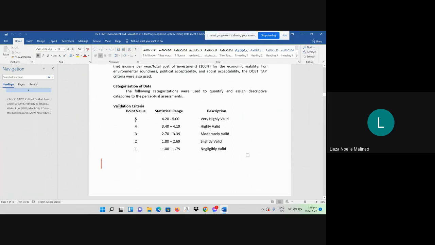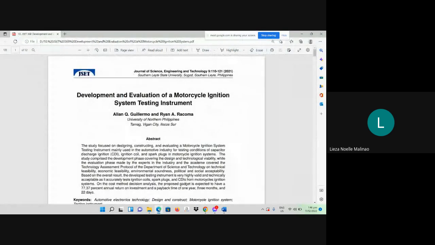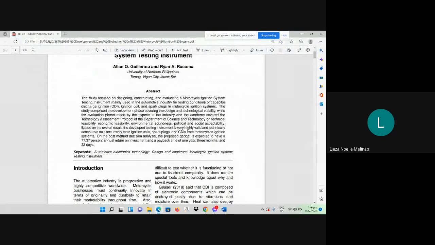Okay, so this is the scale that the researchers requested the experts to use. And how many experts did they tap to evaluate this motorcycle ignition system that they developed? Let's see. Kung tan-awon lang kadali, how many experts did they tap? Think we can find it here in the abstract.